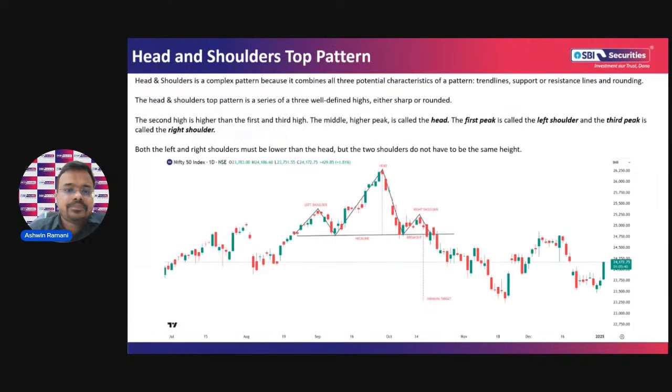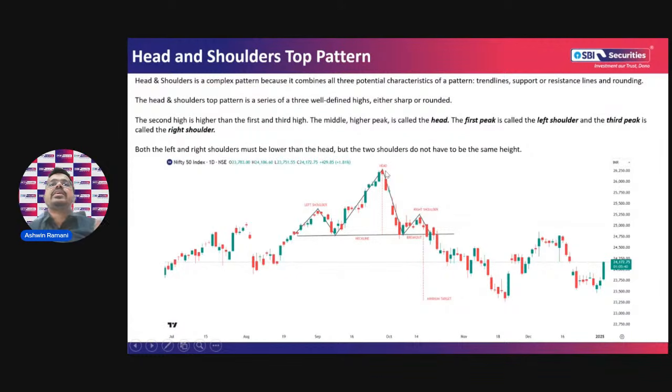Okay, so this is, I think, traders' favorite. It's your head and shoulders pattern. It's slightly complex because it combines all three potential characteristics of trend lines. So it has trend lines, support and resistance, and rounding patterns as well. The head and shoulders pattern is a series of three defined highs. They can be sharp highs or they can be curves. The second high is higher than the first and the third high. The middle, that is the higher peak, is called the head.